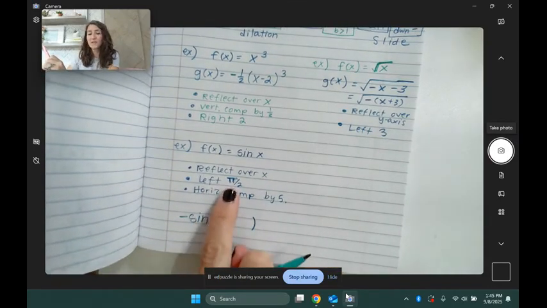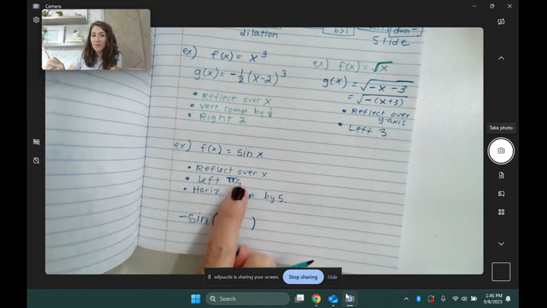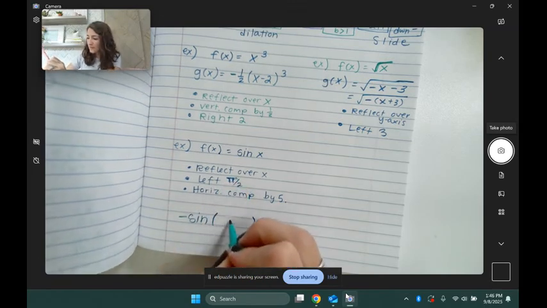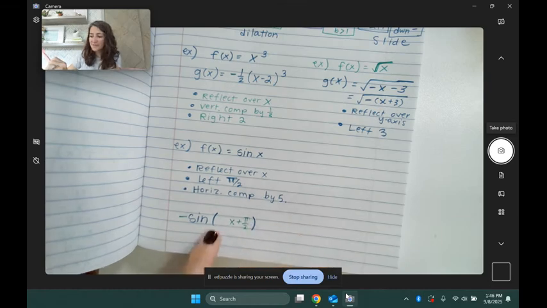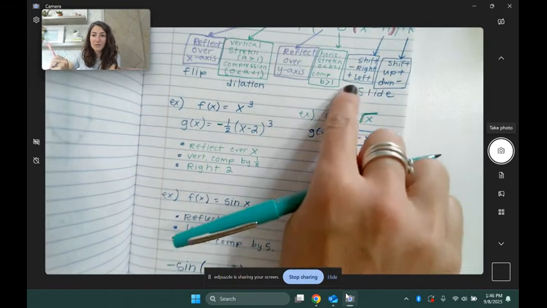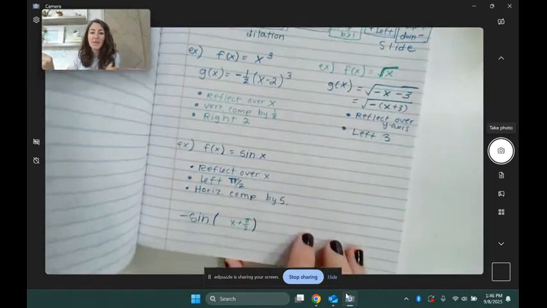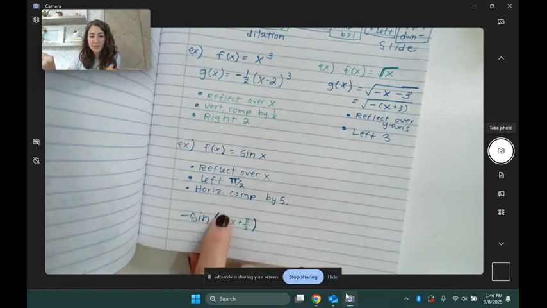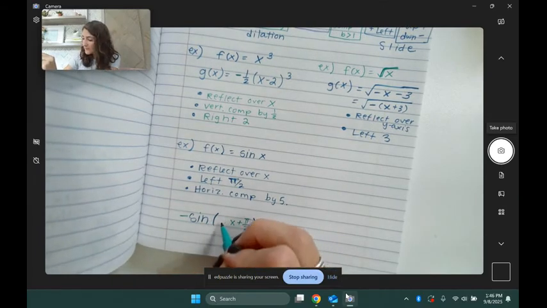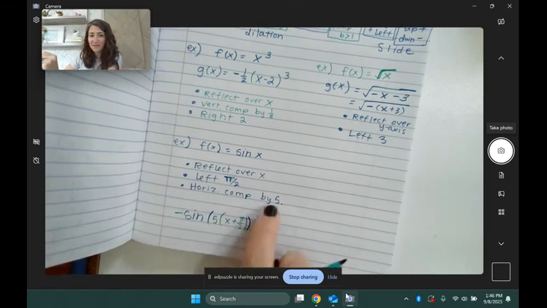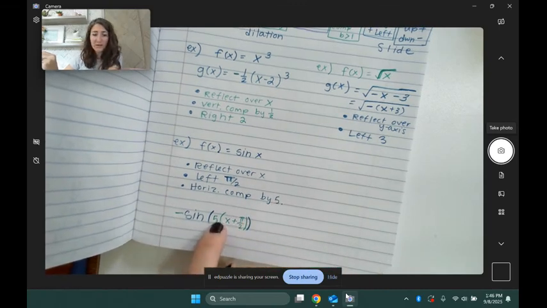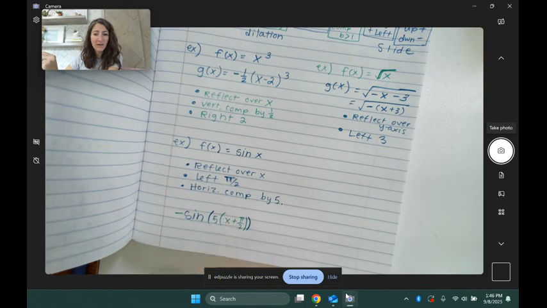To shift something to the left, pi over 2, that's going to be an x plus pi over 2. I'm leaving some space here because there's something else horizontal happening. But to move something to the left, it's plus. And then a horizontal compression, that's going to be this number right here, by 5. And that's not going to be sneaky. You don't have to reciprocate it or anything. Whatever number's there, that's there.